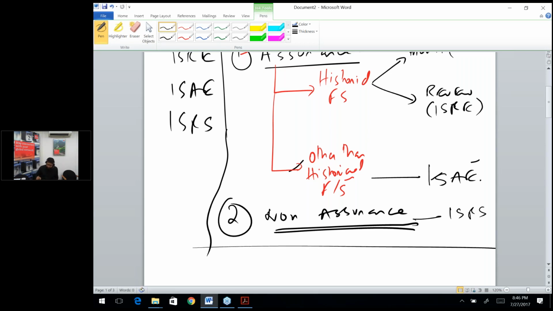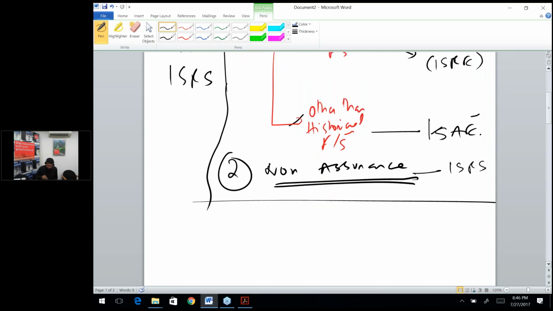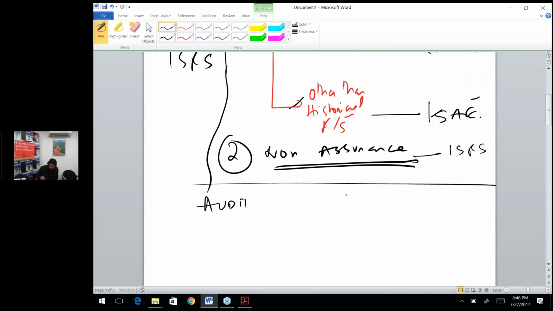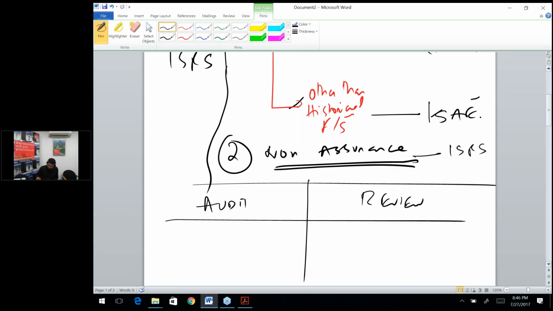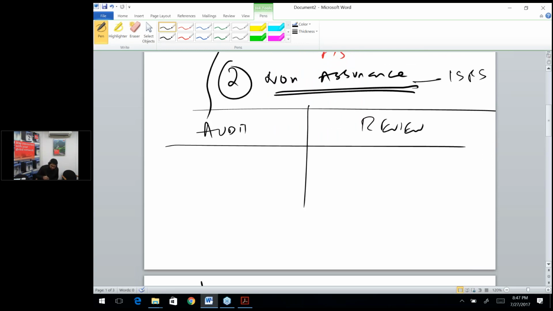The first thing I'm going to do is discuss the differences between an audit and a review. What exactly is the difference between an audit and a review? The major difference is that in an audit we give reasonable assurance. In a review we give limited assurance.